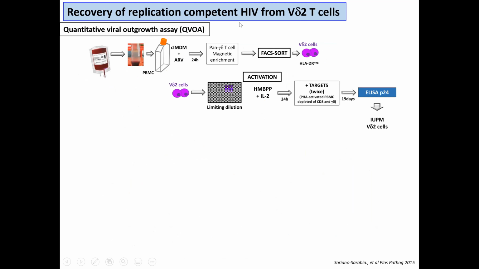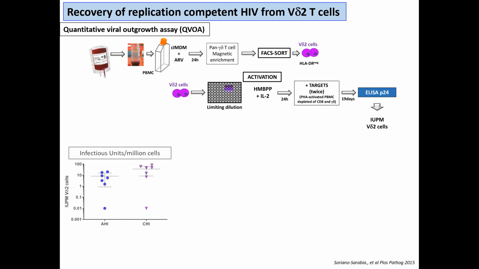So I'm not going to go through the QVOA, which Rebecca just explained, but just the differences. We sort VD2 T cells. These are plated in limiting dilution, activated. We used specific activators of VD2 T cells, in this case HMBPP instead of IPP that I told you before. And then after, ELISA P24 is performed, and we use an algorithm to calculate infectious units per million VD2 T cells.